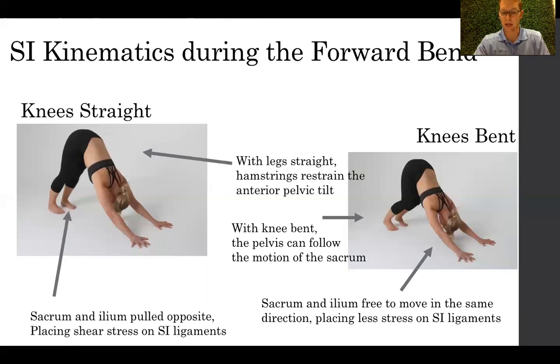With that same movement with the knees bent, the sacrum and ilium are free to move in the same direction, and that's going to place less stress across the SI joints. When someone comes in with low back or SI type symptoms, by simply bending their knees when they go into forward flexion, it decreases so much stress across this region, because it allows for more freedom of movement between those surfaces. And as you can see there, with the knees bent, the pelvis can follow the motion of the sacrum. Therefore, there's going to be less stress placed across the SI ligaments. Now, one is not better than the other here, knees straight or knees bent. It's going to demonstrate potentially someone's irritability levels.